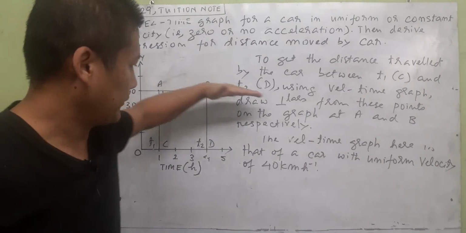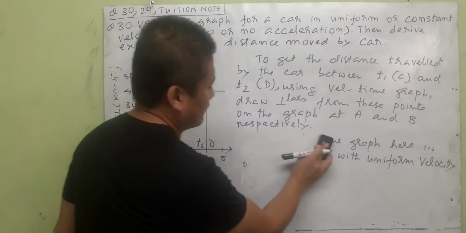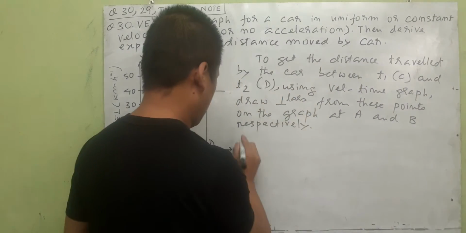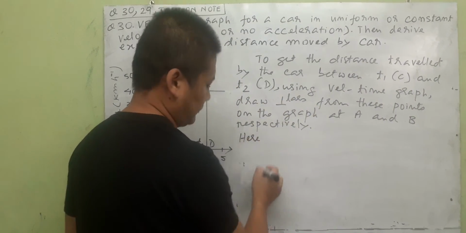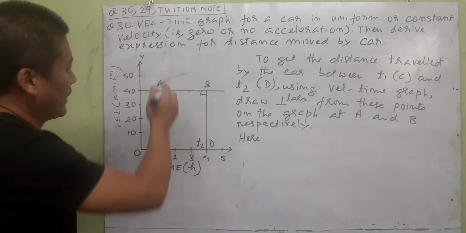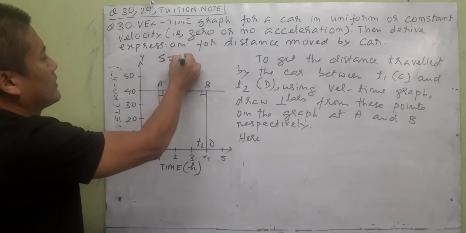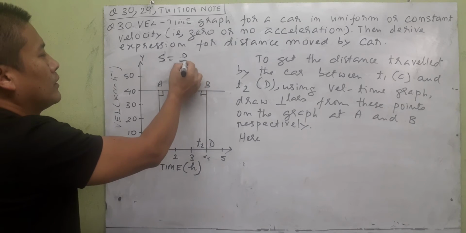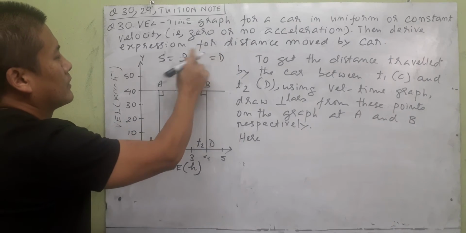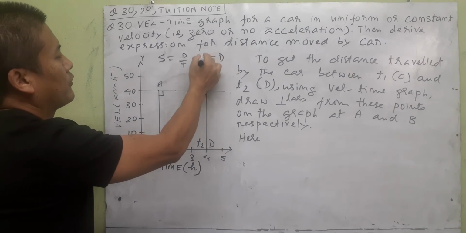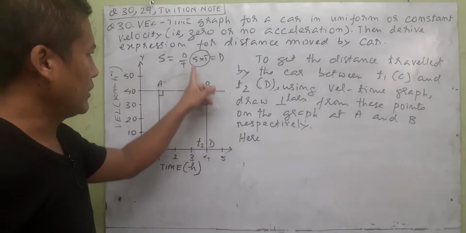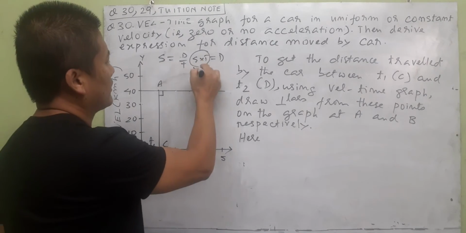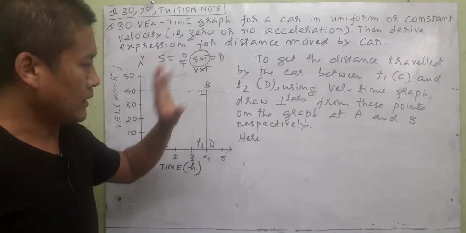The graph is this line. Once you do that, we know that speed is distance by time, right? So to find the distance, it is speed into time, or velocity into time. So we need velocity and time.